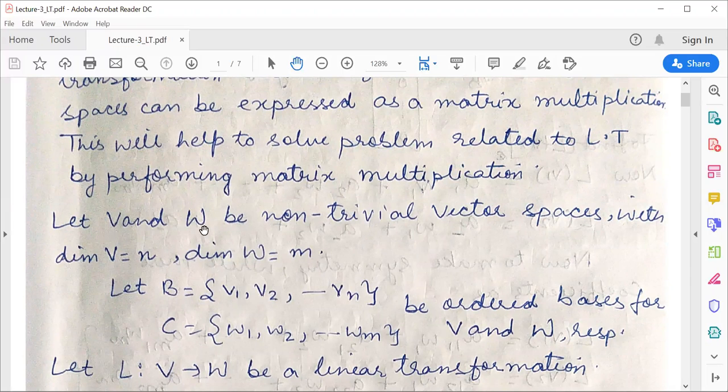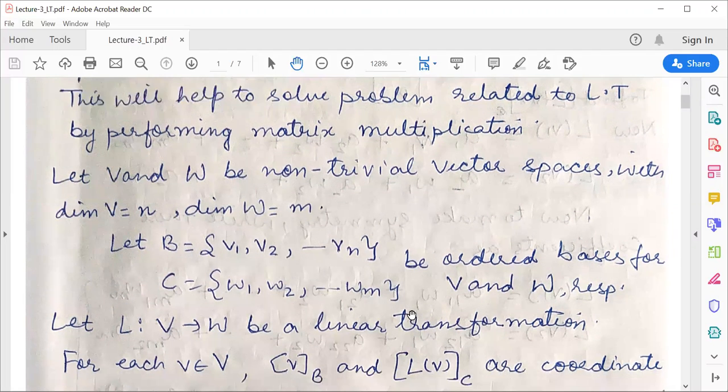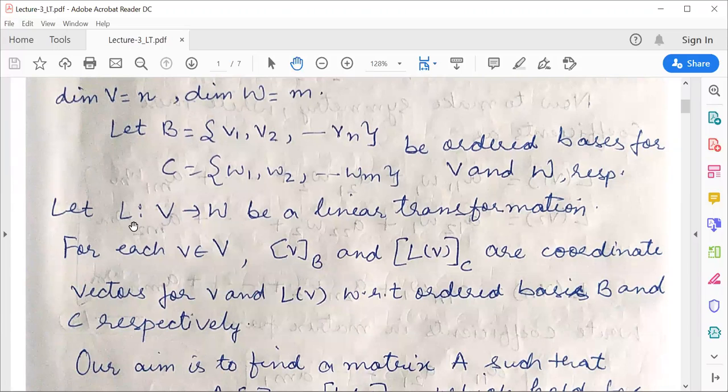Let V and W be two non-trivial vector spaces with dimension of V as n and dimension of W as m. Since the dimension of V is equal to n, I'll consider a basis B of this vector space consisting of n elements, and consider a basis C of vector space W which consists of m elements. So these two, B and C, are the ordered bases for V and W respectively. Now let L be a linear transformation from V to W.